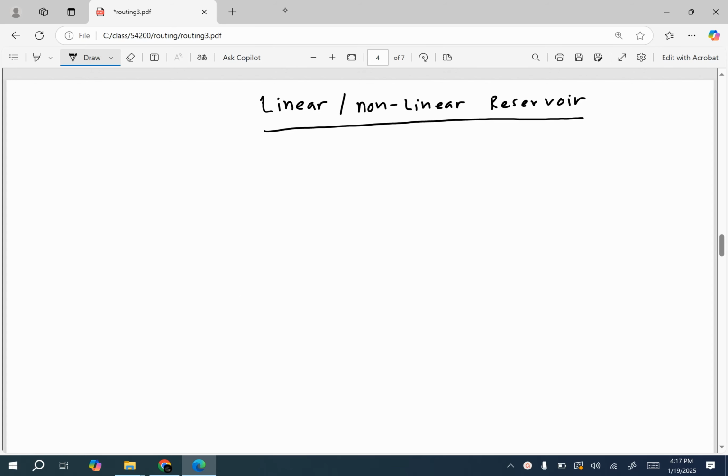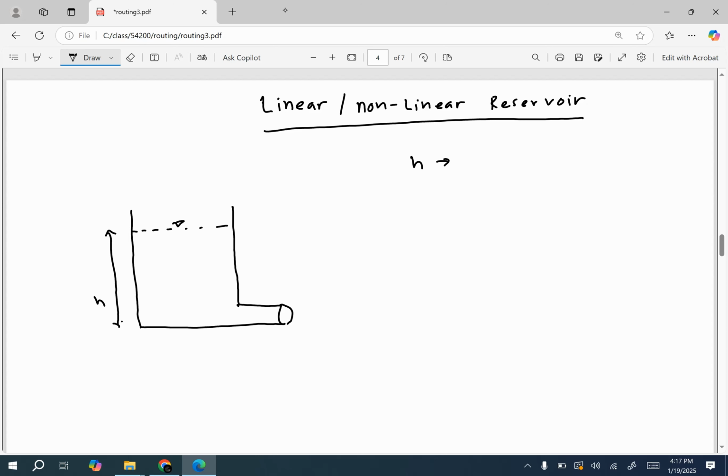To explain this, I'm going to draw a simple reservoir and a pipe outlet. Let's say this is our water level in the reservoir and this is the height of the water. We have depth H, which has a unit of length, and then we have Q, the discharge.